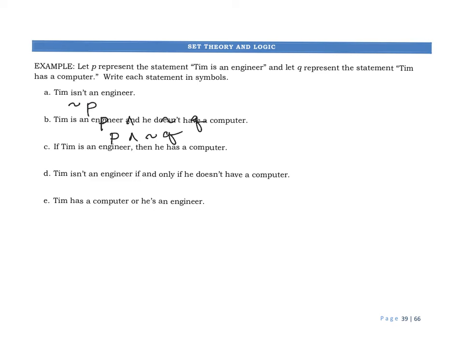If Tim is an engineer, then he has a computer. So this looks like an if-then statement. If P, then Q. Then we have Tim isn't an engineer if and only if he doesn't have a computer. So that's a biconditional. And then lastly, Tim has a computer, so we have to be careful, that's Q. Or, so that's going to be a disjunction, he's an engineer, so we'll put P.